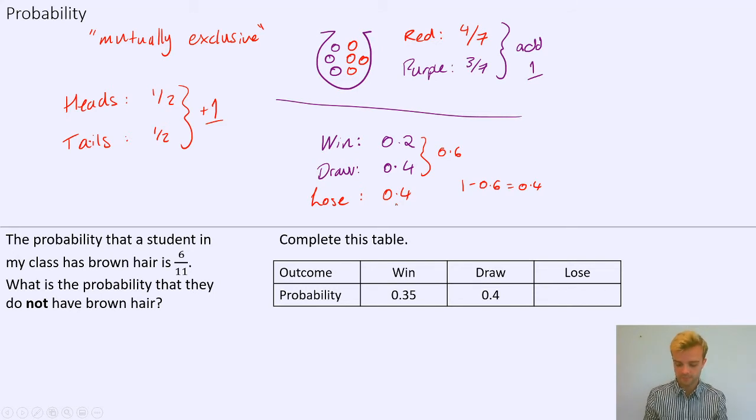Here's a couple of questions which sort of demonstrate that idea. If you want to get a bit more of a handle on things, you can just leave the video playing as I talk through, or alternatively, you can give these a try if you want and then listen to my explanation afterwards. So the first question, the probability that a student in my class has brown hair is 6/11.